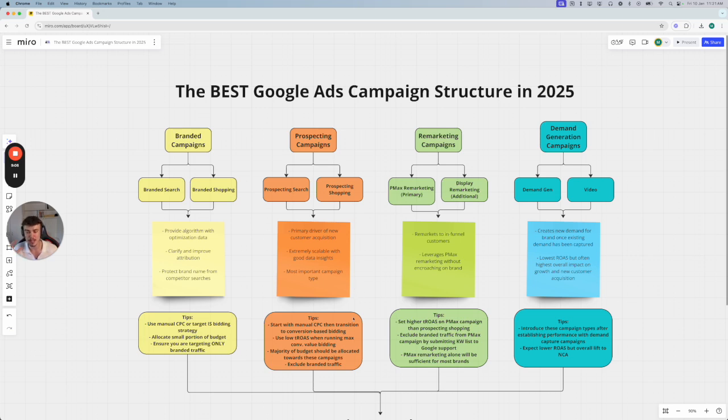All right, the majority of your budget should be allocated towards these campaigns. As I mentioned above, this is your primary driver of growth, and it needs to be targeting only new traffic, right? You don't want to target any branded traffic. Exclude branded traffic, and ideally also exclude past website visitors, right? If you can afford to do that, if you have the data to do that, if you have the audience set up, exclude past website visitors, because that's going to make sure that you're only getting brand new traffic and brand new customers with these prospecting campaigns.